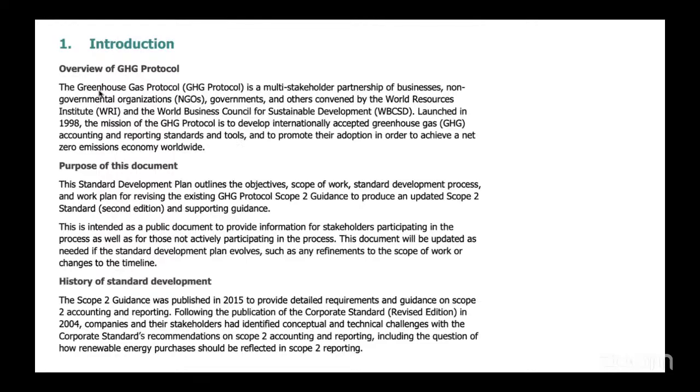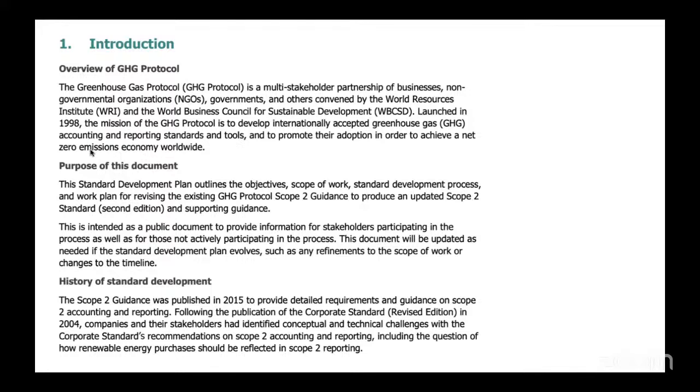今日1632回目というところで、GHGプロトコルがですね、この3年ぐらいかけて結構いろいろ改定の議論でなされているので、このあたりを少し見ていきたいなと思っています。Introduction. Overall of GHG protocol. The Greenhouse Gas Protocol is a multi-stakeholder partnership of businesses, non-governmental organizations, NGOs, governments, and others convened by World Resources Institute (WRI) and the World Business Council for Sustainable Development (WBCSD), launched in 1998. The mission of the GHG protocol is to develop internationally accepted greenhouse gas accounting and reporting standards and to promote their adoption in order to achieve a net zero emission economy worldwide.